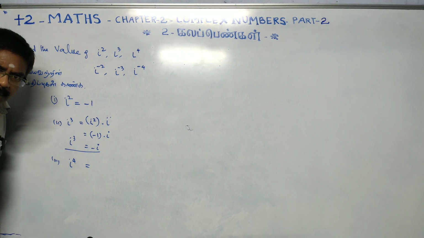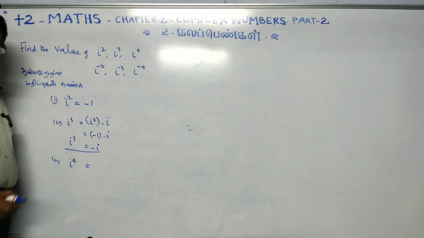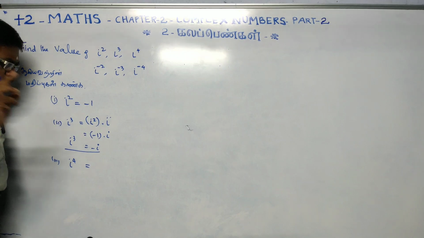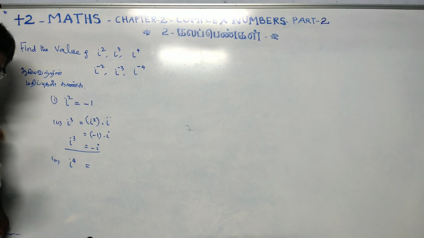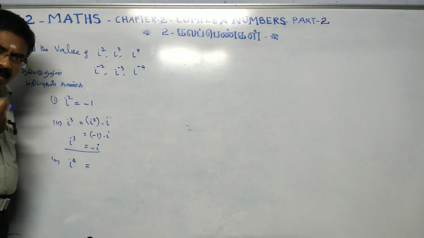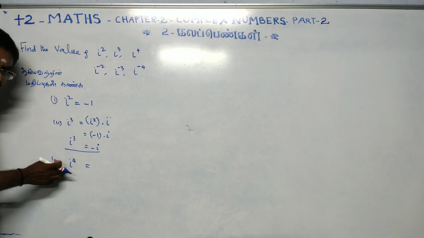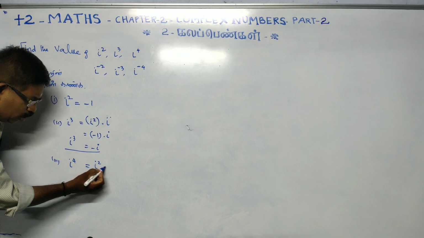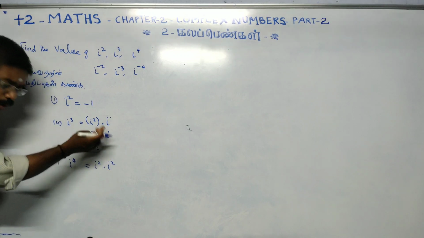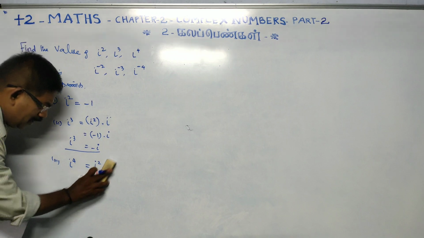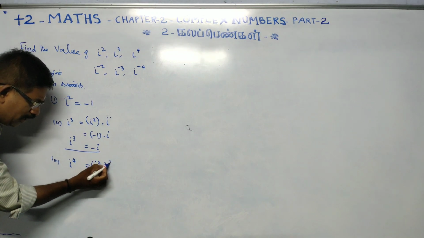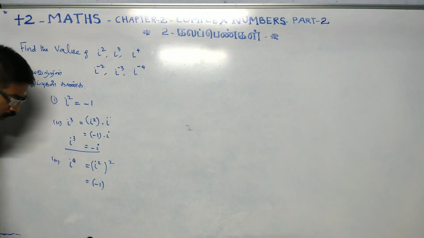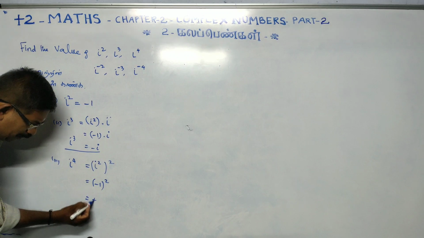We have to find the value of i power 4. How can we find it? We know the value only for i square, which is minus 1. So we have to write the given term in terms of i square. I power 4 is i square into i square, otherwise i square whole square. I square means minus 1. Minus 1 power 2 is plus 1.